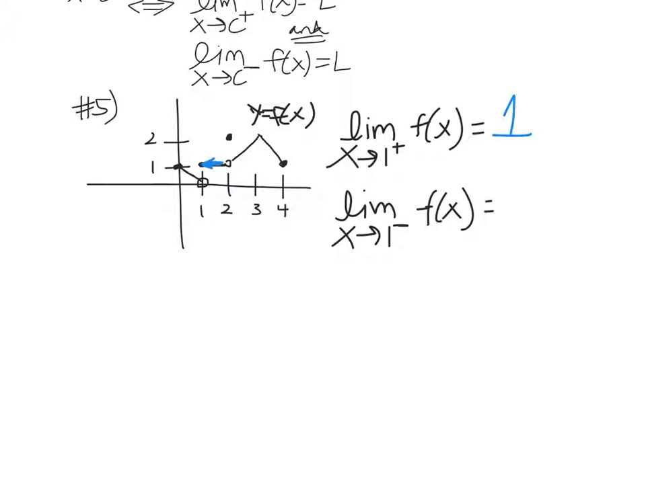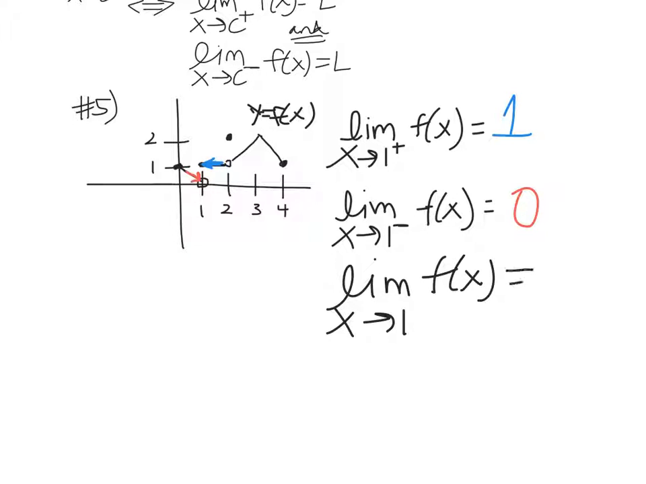Now, let's go on the left side. I'm going to go from the left side of 1, which is over here, and what is my y value getting closer and closer to? 0. Okay? Now, we say then that the limit as x approaches 1 for f of x what? Perfect. Does not exist. They have to be equal to each other.